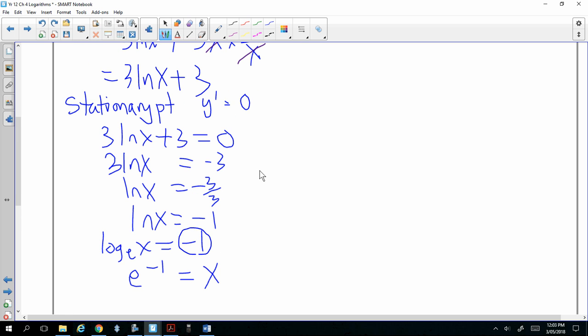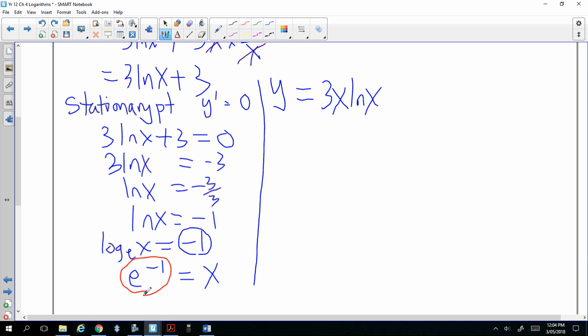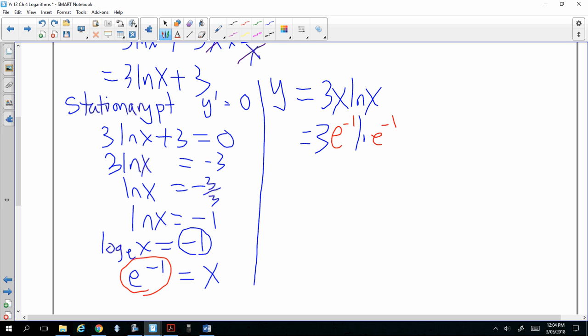After we do this, we're going to find the y value. Okay, let's find the y value. To find the y value, we'll sub it back into the original formula, y equals 3x ln x. And then substitute the x value in, which is e to the power negative 1. So replace x by e to the power of negative 1, and then you get 3 ln e to the power negative 1.